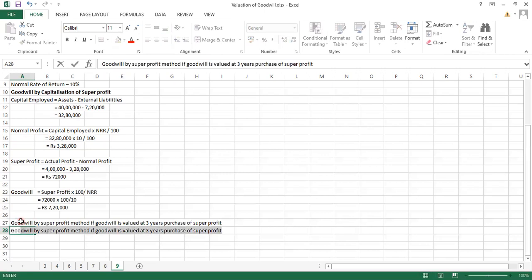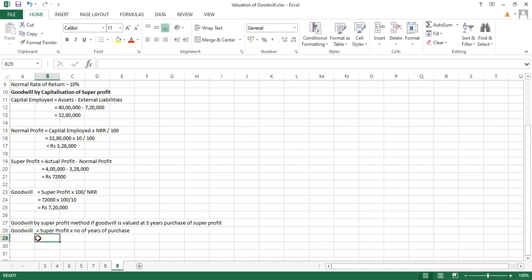So just write down the formula first. Goodwill is equal to super profit into number of years of purchase. 72,000 into 3, so this will be equal to 2,16,000. So the goodwill will be valued at what? 2,16,000 rupees.